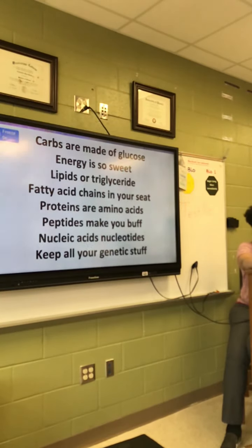On the right-hand side, not the middle, what is that? If the amino group is on the left, what's on the right? Carboxyl group. And what's that thing in the middle? The R. That's the side chain.